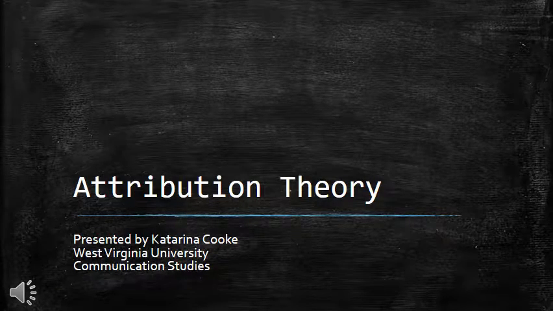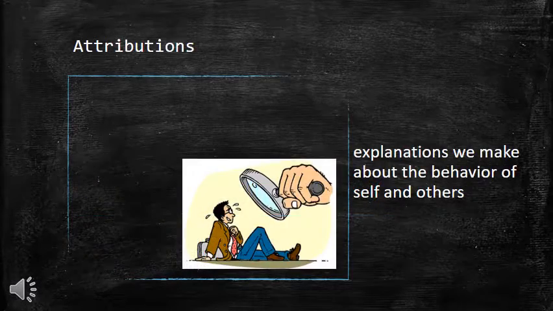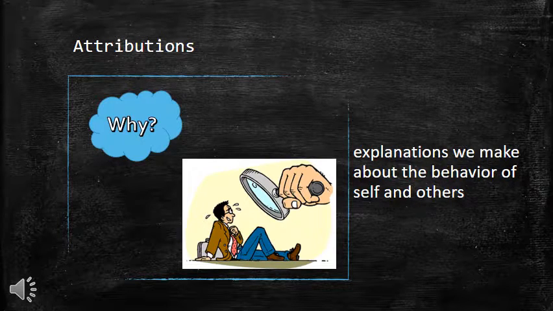Attribution theory. Every day, we observe and evaluate the behavior of others as well as our own. The resulting conclusions and explanations we make are called attributions. Attribution theory explains the cognitive process we use to create these attributions.